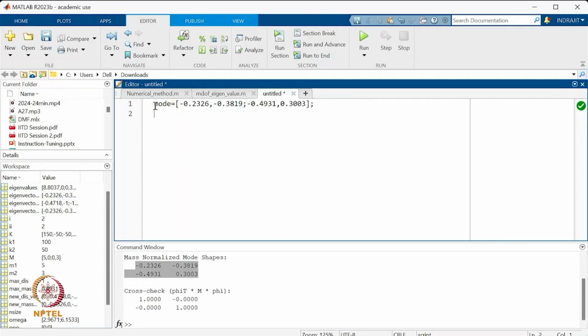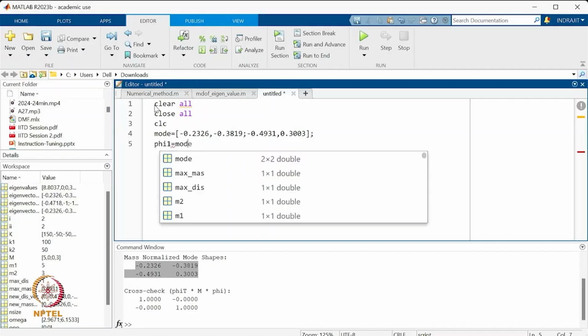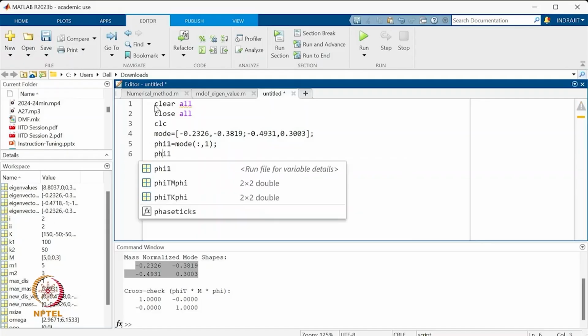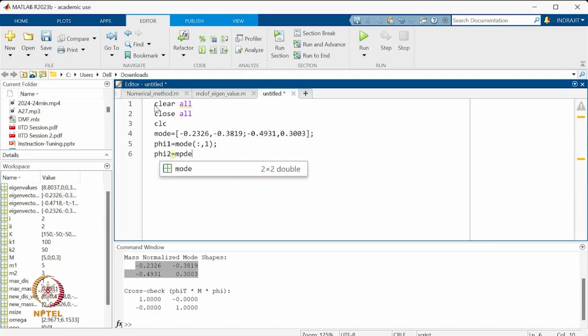Okay, so I have the mode shapes with me. I have the first two modes. So maybe I just say phi1 is nothing but the mode, first column I'm taking, then phi2 will be equal to the mode in the second column. Okay, makes sense. So these are my two modes.